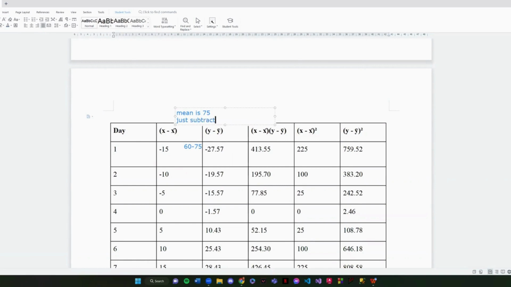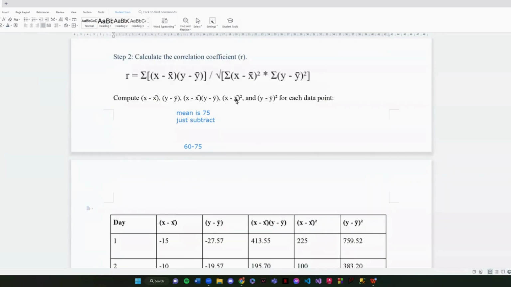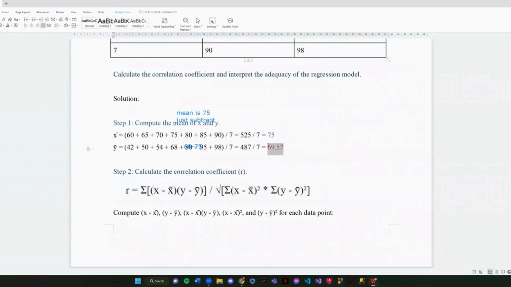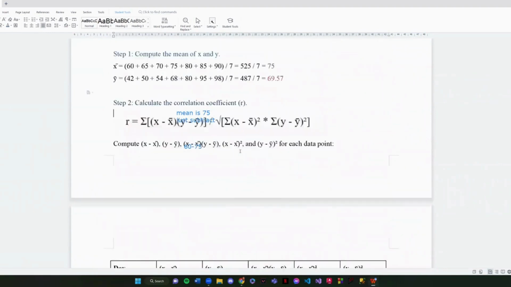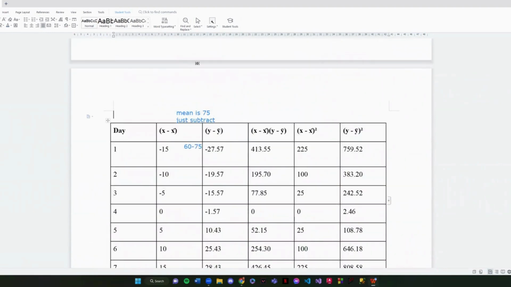Same goes with Y minus Y bar. Our mean of Y is 69.57. So, we need to subtract that from 42. For example, 42 for the bikes rented. 42 minus 69.57, we get negative 27.57. So that's how it goes.